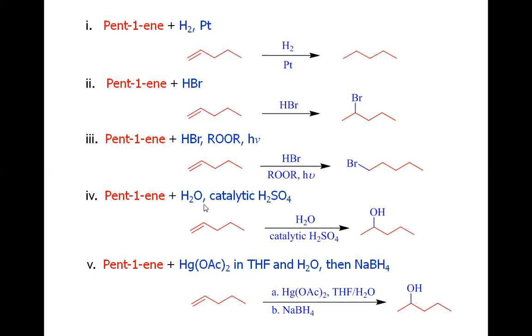But we use this oxymercuration demercuration reaction when we want to avoid the rearrangement of alkyls. However, in case of the hydration of alkene in the presence of acid, the rearrangement also occurs whenever there is a possibility. In this particular case, we do not have any possibility of the rearrangement. So here, both reagents will give us the same product, that is the secondary alcohol.